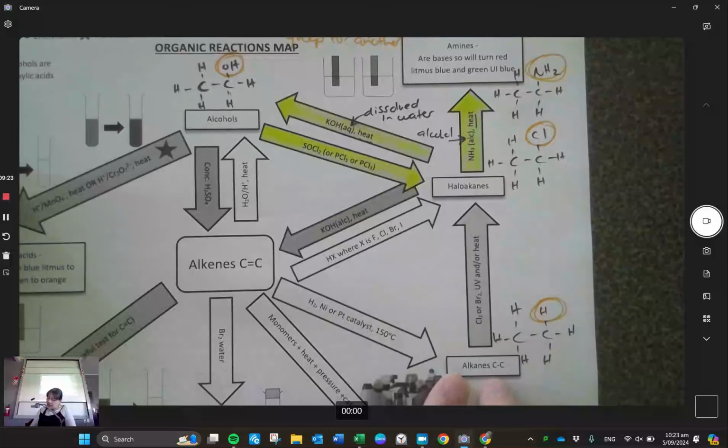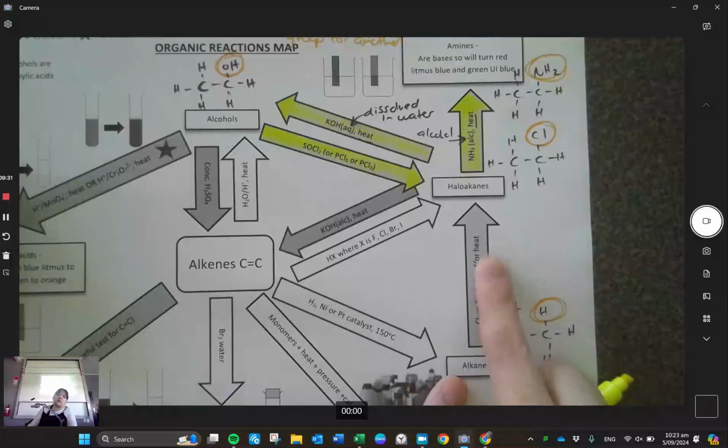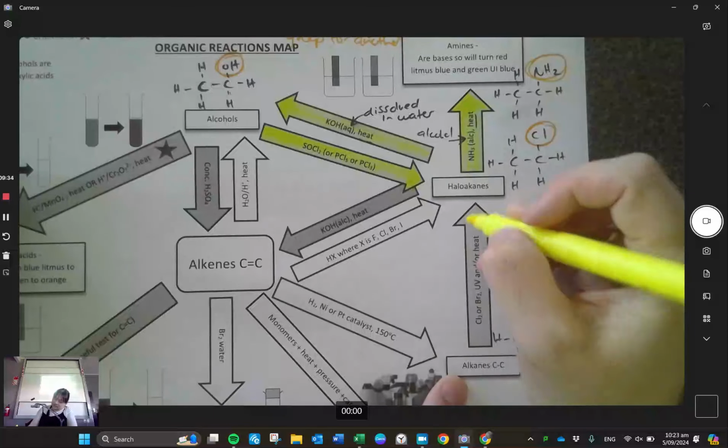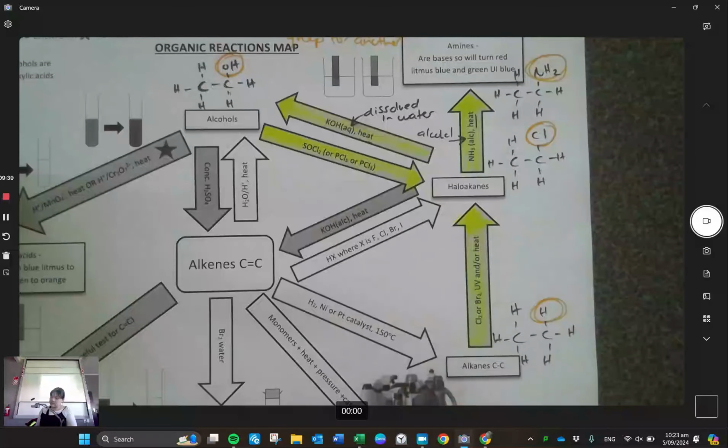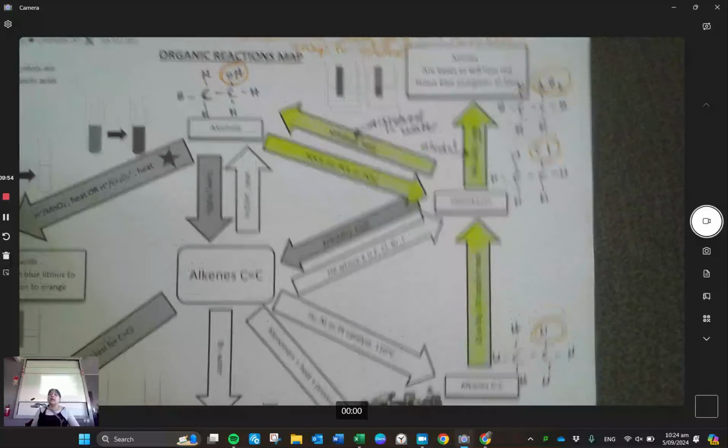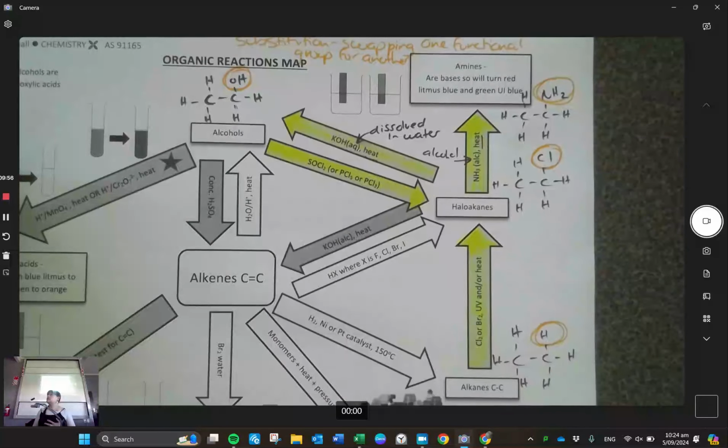And then I can also go from the alkanes to the haloalkanes. In this case, I would need to have the halogen as the molecule and UV and/or heat. So I need to have some sort of catalyst. That's also another substitution reaction. So those are all examples of substitution reactions. I'm just trying to see if there's any others that I might have missed, and I don't think so. Are we okay with that so far? Yes or no? Yes?